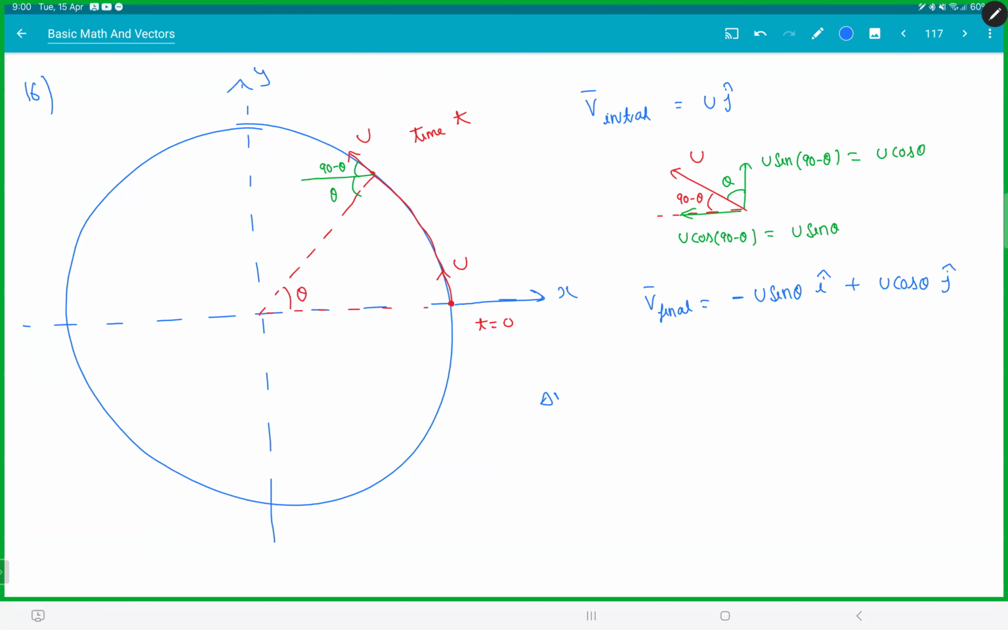What is change in velocity vector? V final minus V initial. So just subtract them, you will get it. Then get the magnitude of that vector. Now try, I'll give you a minute. So if I know A and B, I'll get C. That is simply V final minus V initial. But what is the magnitude of that?